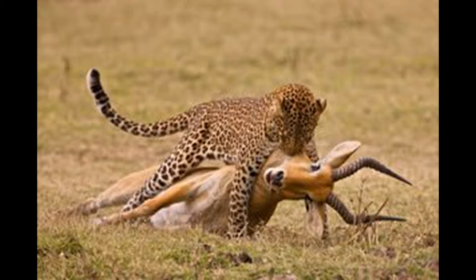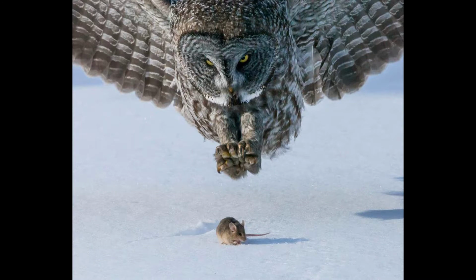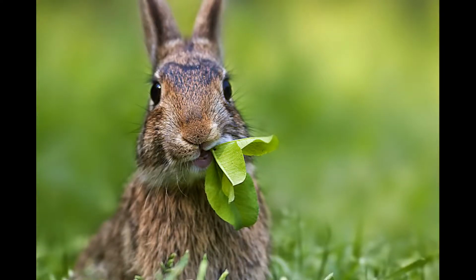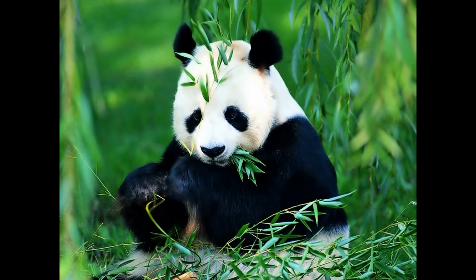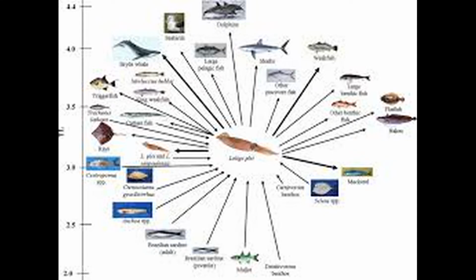What is predation? It is an interaction in which one animal, the predator, captures and feeds on another animal, the prey. What is herbivory? It is an interaction in which one animal, the herbivore, feeds on producers, such as plants. What is a keystone species? It is a single species whose population changes can cause dramatic changes in the structure of a community.